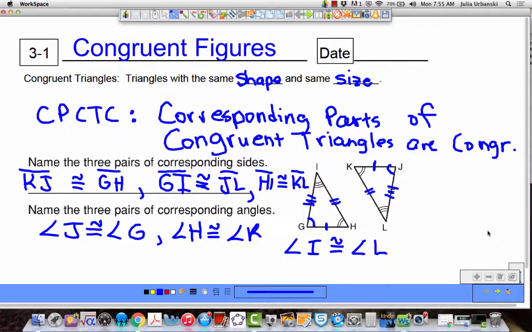Okay, that's what it means. If you don't have congruent triangles, then you don't have any corresponding congruent parts. But when you have congruent triangles, then all of their corresponding parts that match up are going to be congruent as well. Corresponding parts of 2 congruent triangles are congruent as well.